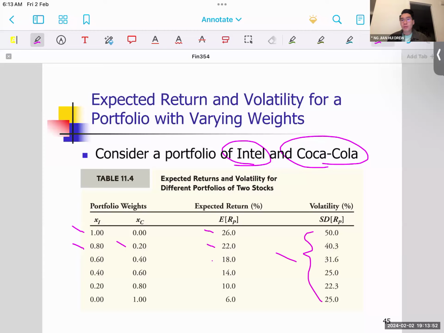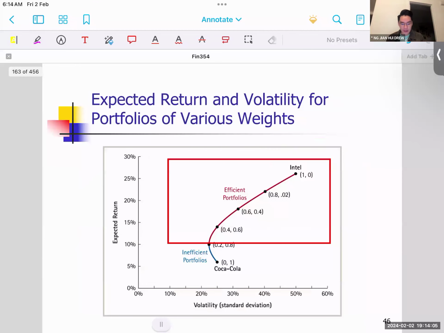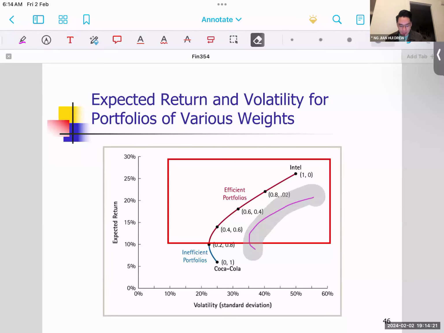So now what we do is, we want to plot a graph. Let's plot the graph with expected returns on the y-axis and volatility on the x-axis. Okay, let's do a graph here. When we plot this graph, we see that the points form this interesting curve, they call it a parabola, a parabolic curve. And this is what we are interested in.